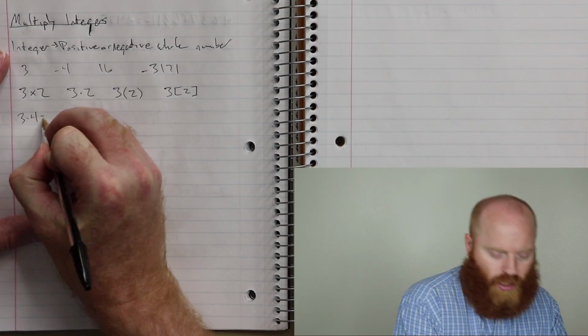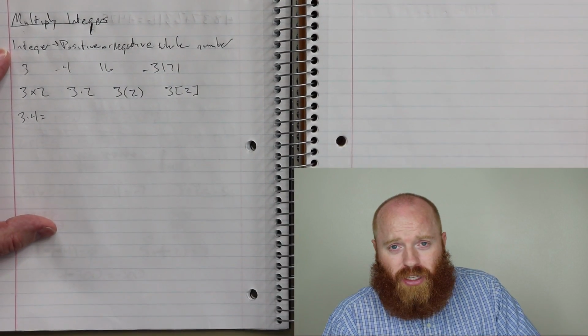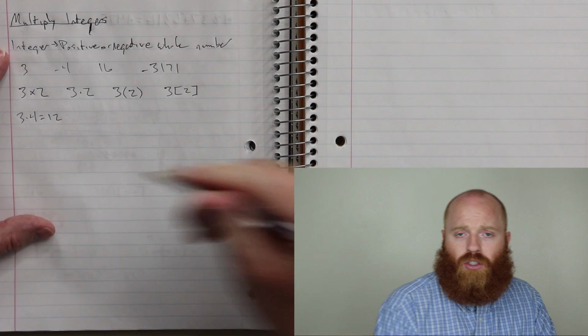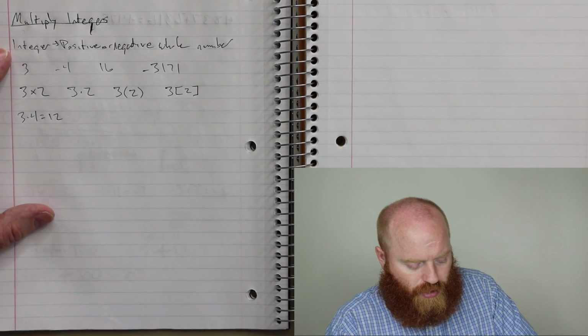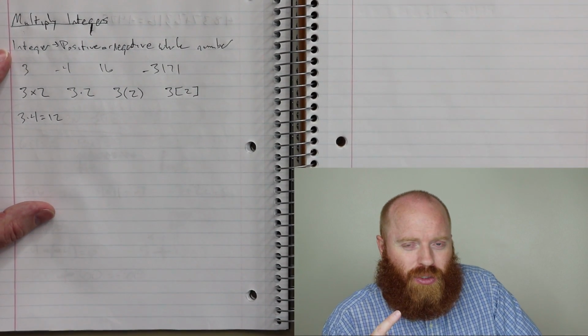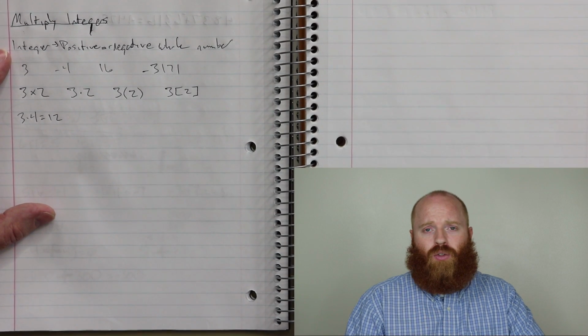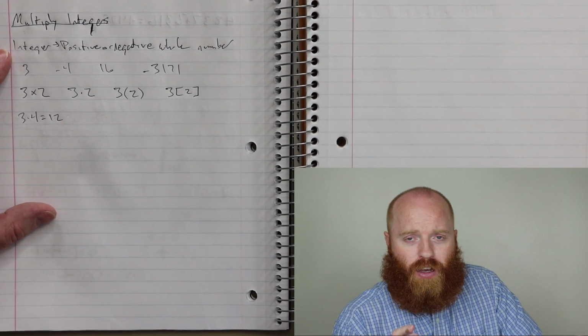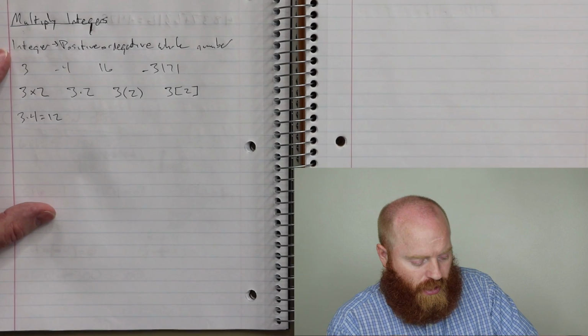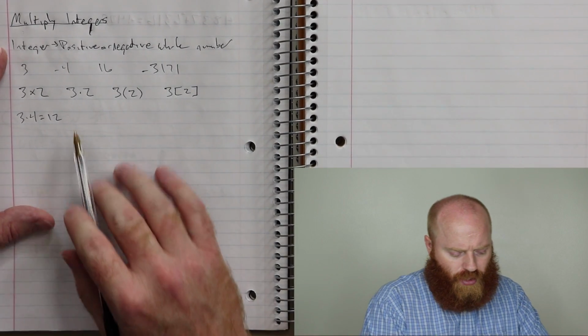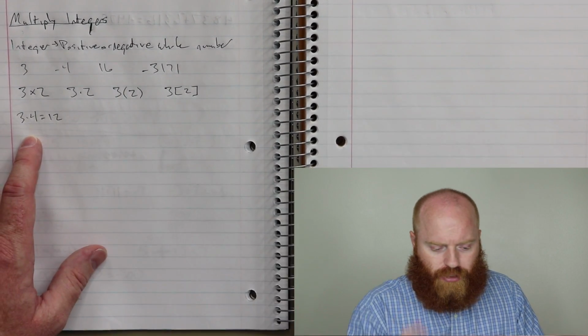3 times 4. Hey, I'm not going to waste your time. The answer is 12. I'm not here to teach you times tables. It's kind of understood that you've already done that. I'm here to teach you how to deal with the negatives. I'm telling you, negatives are the most difficult thing that I've found for students learning pre-algebra and beginning algebra math. So that's what I'm going to help you with.